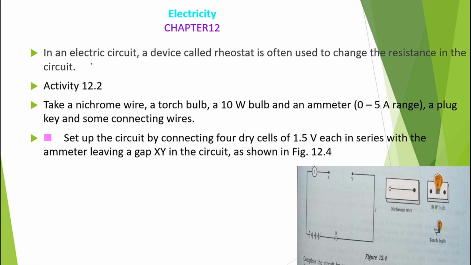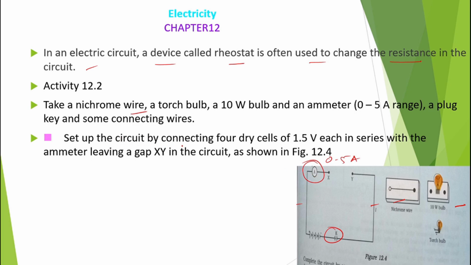So in an electric circuit, a device called a rheostat is often used to change the resistance of the circuit. Take a nichrome wire, this is nichrome wire, and a 10-watt bulb, and an ammeter of range 0 to 5 amps, a plug key, and some connecting wires. These are all the connecting wires.